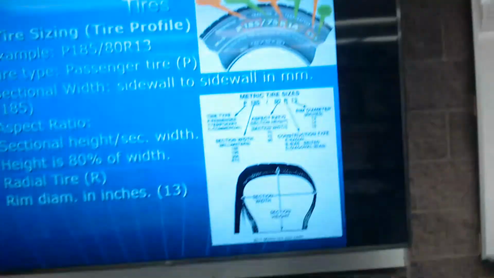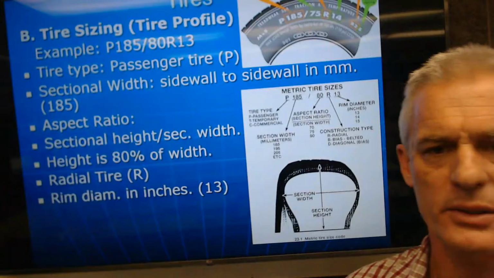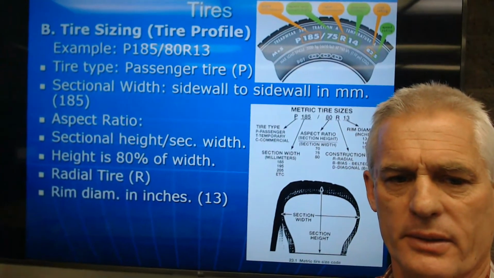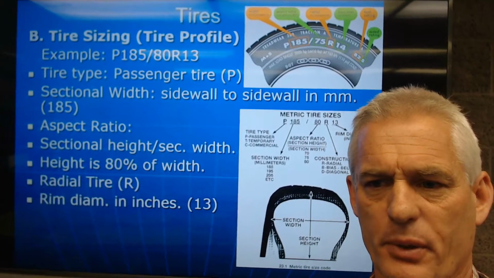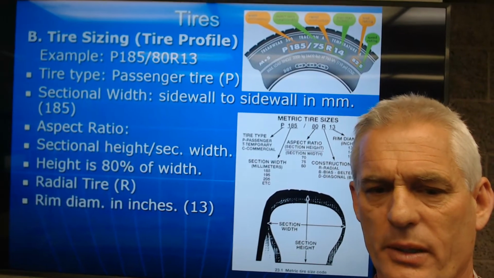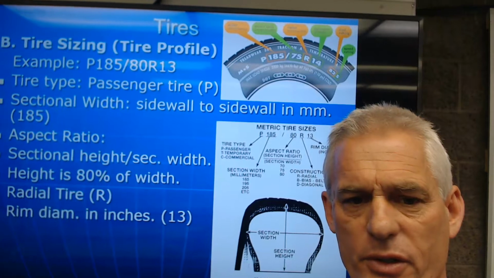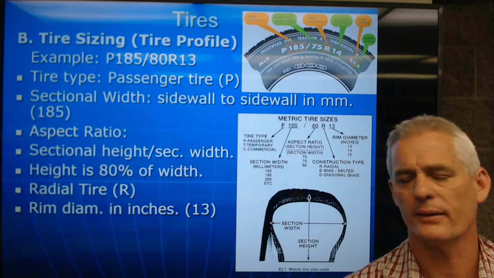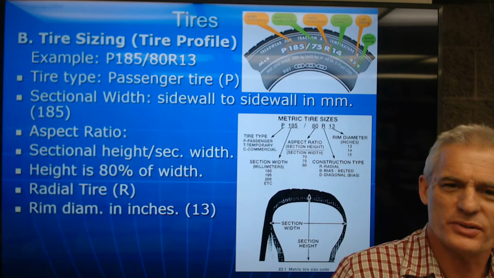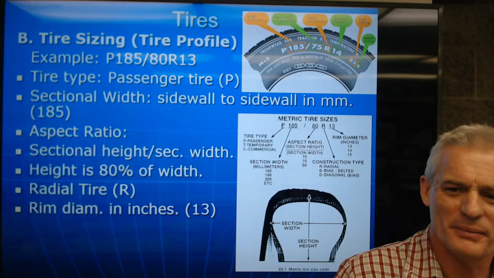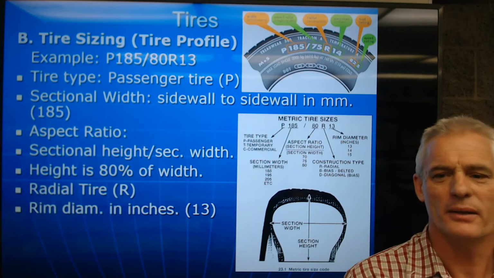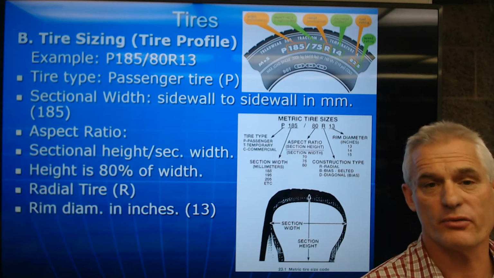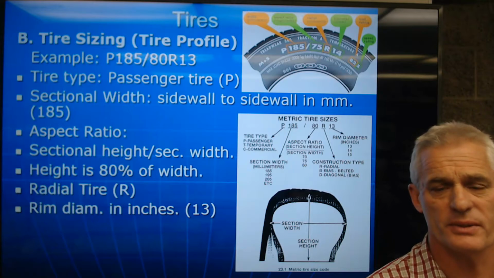So that number is a non-negotiable number, meaning you can't put a 14-inch tire on a 15-inch rim or some such thing. You've got to put a 15-inch tire on a 15-inch rim. You've got to put a 14-inch tire on a 14-inch rim, etc. It's interesting that they measure the sectional width in millimeters, but the rim is given in inches, and I'm sure there's a good reason for that, and I don't necessarily know the reason, but you can only put a 14-inch tire on a 14-inch rim, or a 17-inch tire on a 17-inch rim, etc.